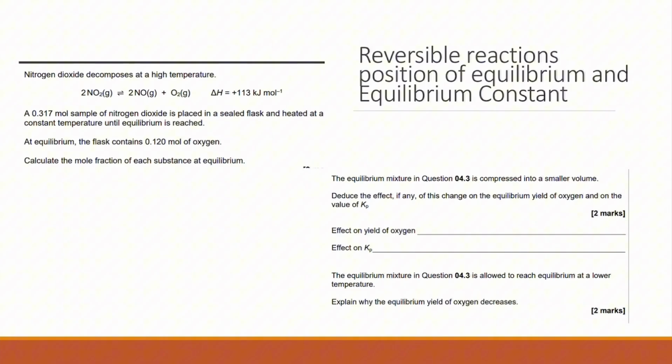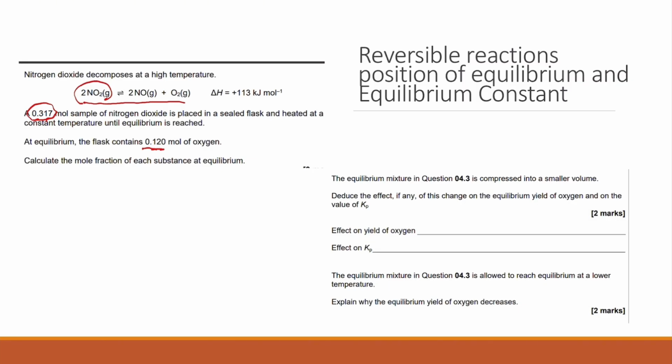So these are the types of questions that you may encounter in your exam, which are kind of typical questions. So you are provided usually with a gaseous reversible reaction, and they give you the delta H of that reaction to know whether the forward reaction is endothermic or exothermic. They will give you the number of moles of one of the reactants at the beginning of the reaction. So this is 0.317 moles of the reactant, and they give you as well the number of moles of one of the products and want you to calculate the mole fractions.